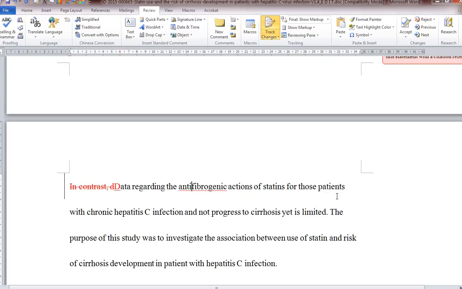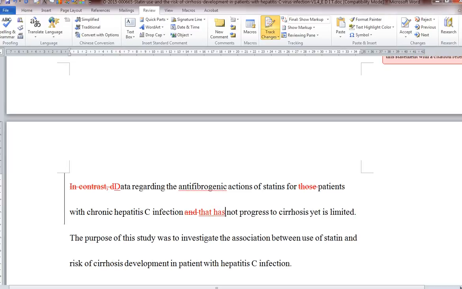Actions of statins for those patients with this. Those is unnecessary. It's a common usage that is just unnecessary. Those would be fine if we already know what it's referring to. For patients with this infection, and maybe if they were referring to other patients and those with, then it would be fine, but here it's unnecessary. Okay, with chronic hepatitis C infection, and has not progressed. Okay, I think this means that has not.